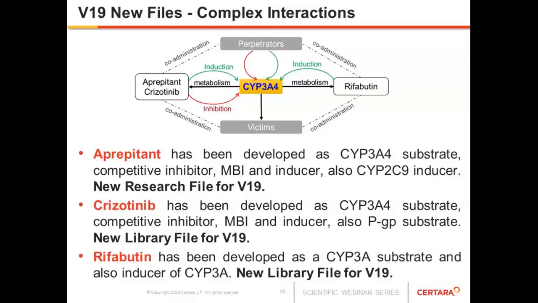Crizotinib has also been developed and added as a compound in the Simcyp library for version 19. And this, as with aprepitant, has been developed as a CYP3A4 substrate, a competitive and mechanism-based inhibitor, and an inducer. We've also incorporated parameters for P-gp, for being a substrate of P-gp for transport into the cells. The final file that's been added as part of the complex interactions is rifabutin, which has been developed as a CYP3A substrate and also an inducer of CYP3A. And again, as with crizotinib, this is available in the full simulator as a library file.